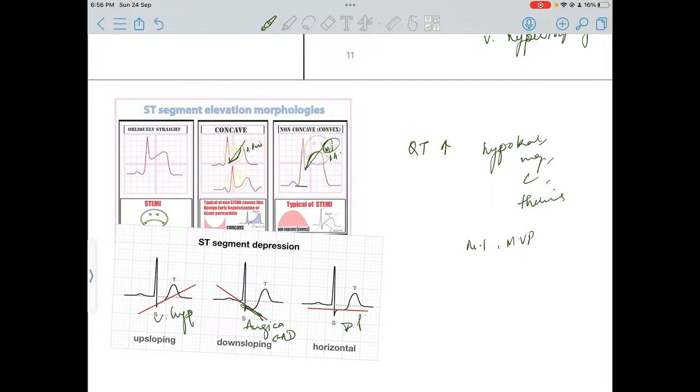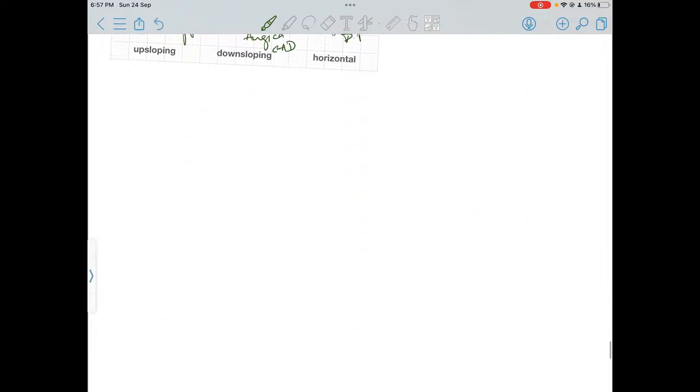JVP: internal jugular vein, 5 to 8 cm of water, and angle of Louis. Jugular pulsation is seen and carotid pulsation is felt. Now carotid pulsation is also one, right? But in jugular pulsation, there are two beats you'll feel.